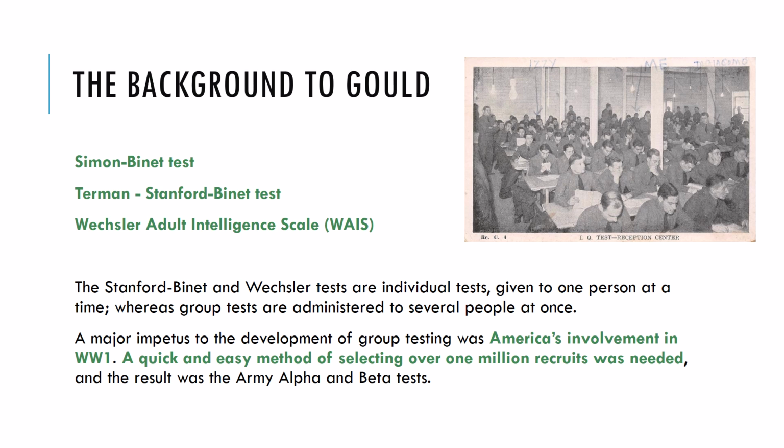Then, in 1910, Terman was at Stanford University and began adapting the Simon-Binet test for use in America, and this new test became known as the Stanford-Binet test, and it's been revised a number of times since.